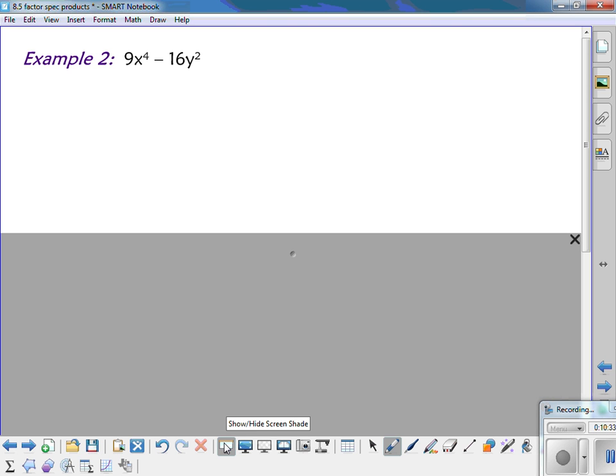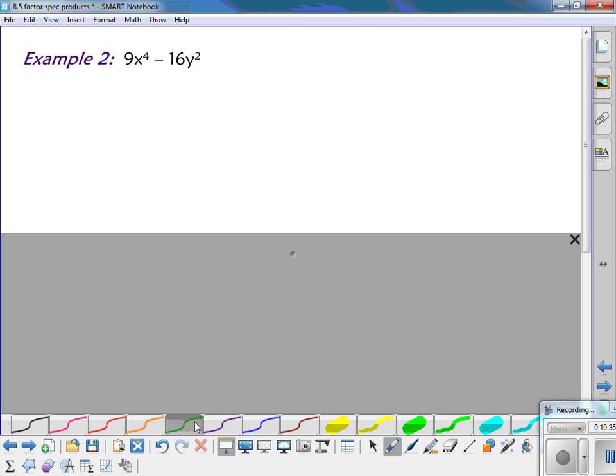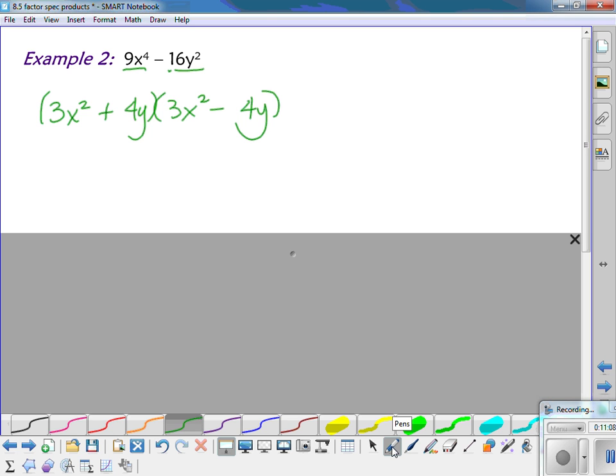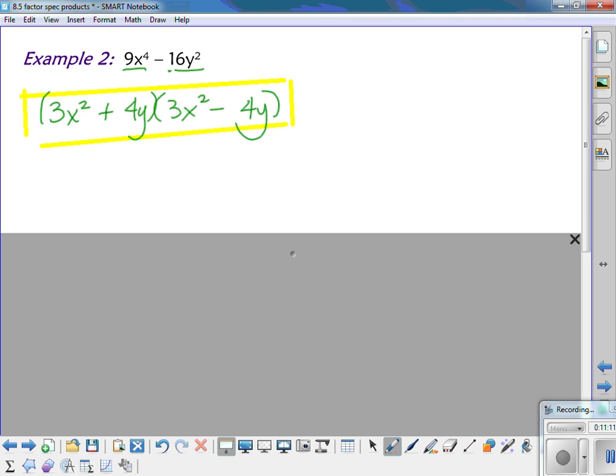All right, so now I've got 9x to the 4th and 16y squared. Are those still perfect squares? Yeah, they are. What's the square root of my 9x to the 4th? 3x squared, right. So I'm going to have 3x squared times 3x squared to get my 9x to the 4th. And what do I have to multiply to get 16y squared? 4y. And because it's the difference of squares, I have different signs. Okay, questions there? All right, on your whiteboards.